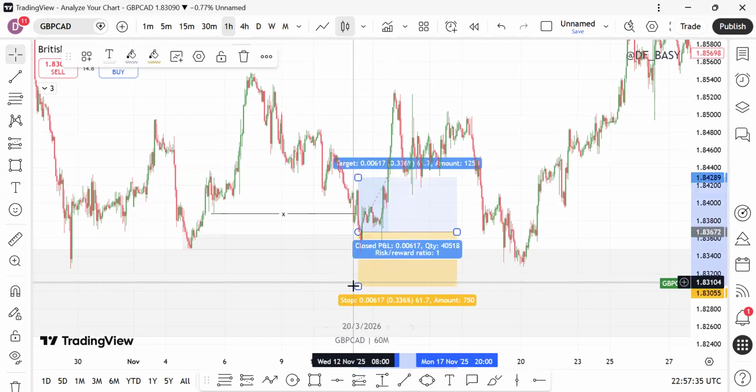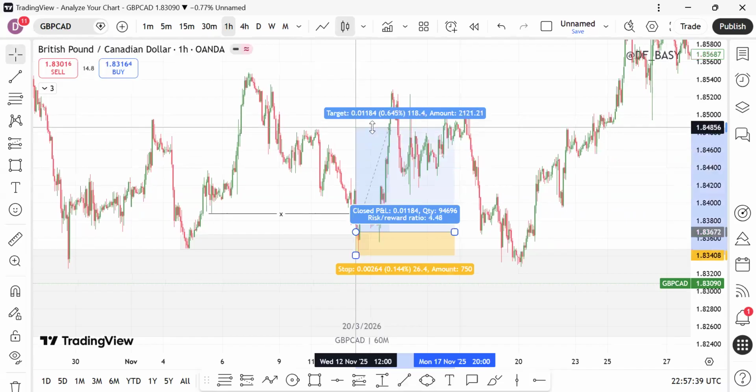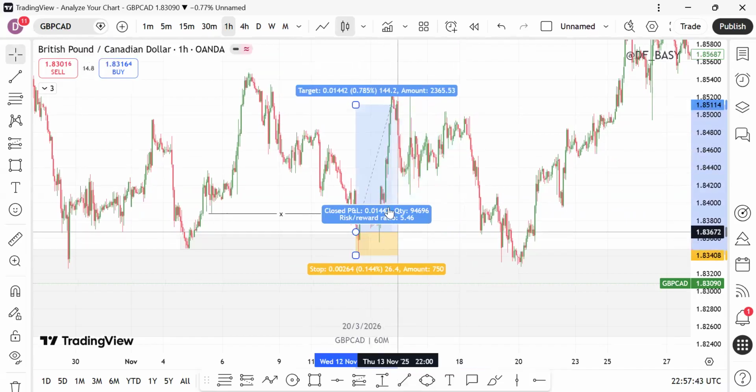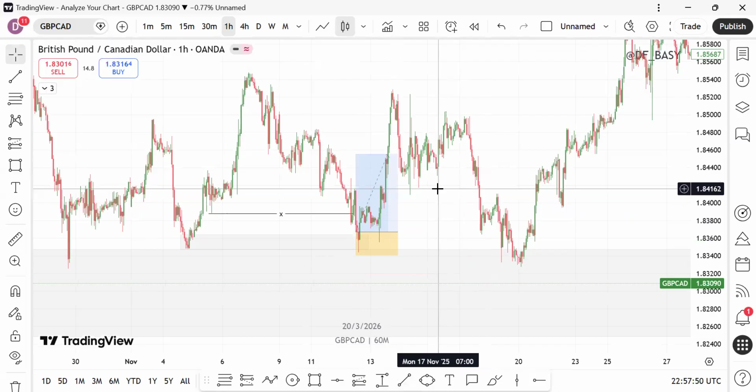So market came back, respected that block, tapped. So I'll keep my order on the block, my buy limit there, and I'll be targeting. What do I target? Normally I target 1 to 3. So this one is 3.30. That's 1 to 3. Boom, we've made profit.